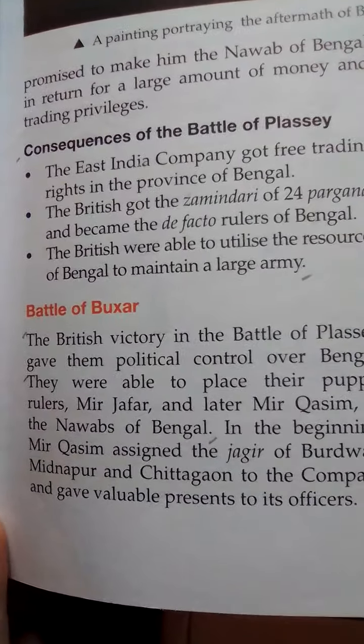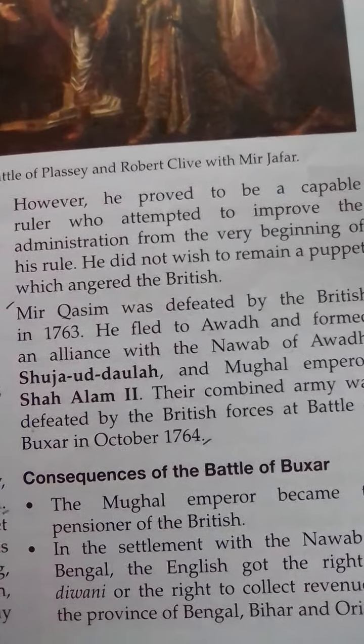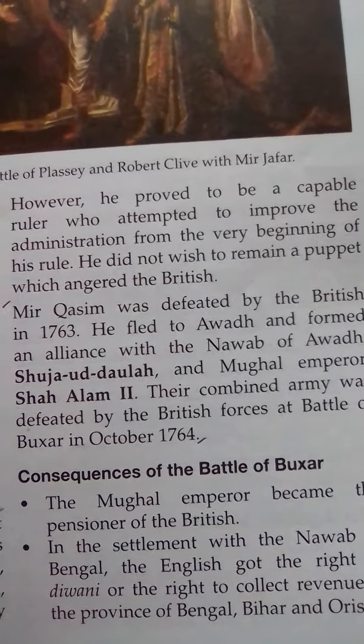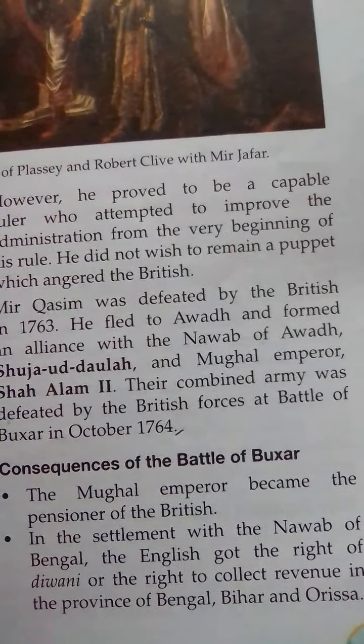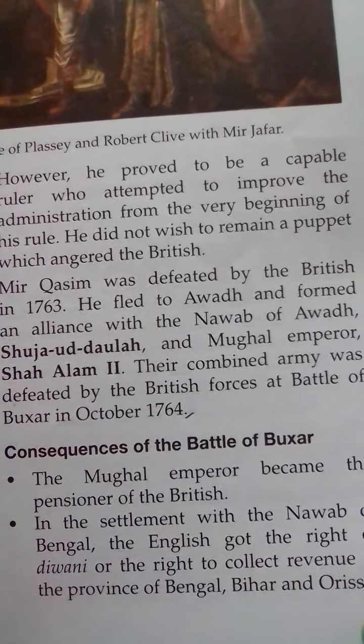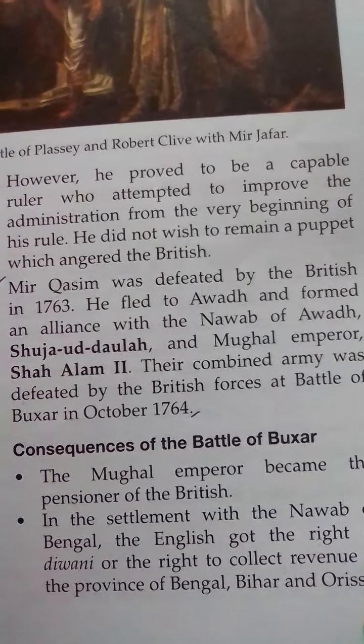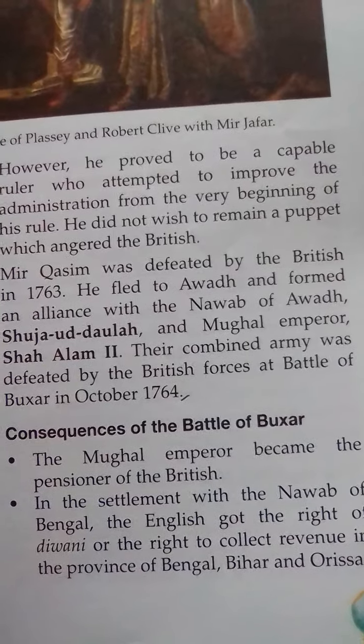The British victory in the Battle of Plassey gave them political control over Bengal. They were able to place their puppet ruler Mir Jafar and later Mir Qasim as the Nawab of Bengal. Mir Qasim was defeated by the British in 1763. He fled to Awadh and formed an alliance with the Nawab of Awadh, Shujauddaulah, and Mughal Emperor Shah Alam II. Their combined army was defeated by the British forces at the Battle of Buxar in October 1764.